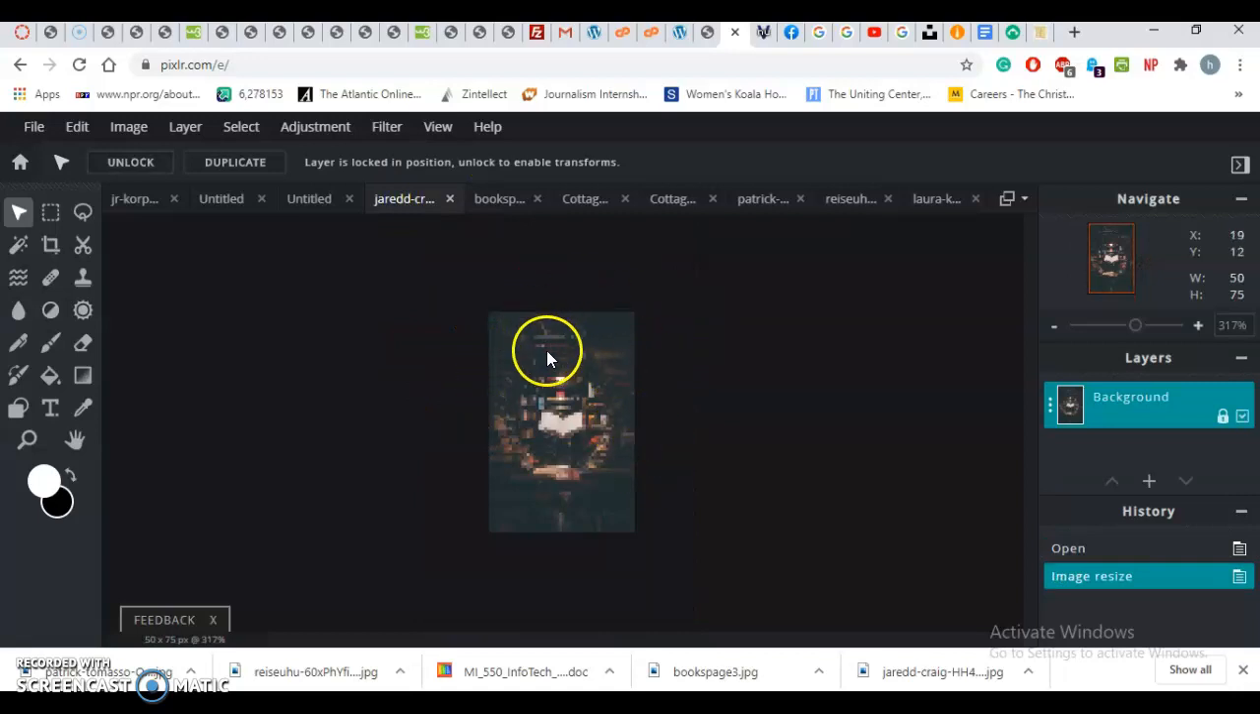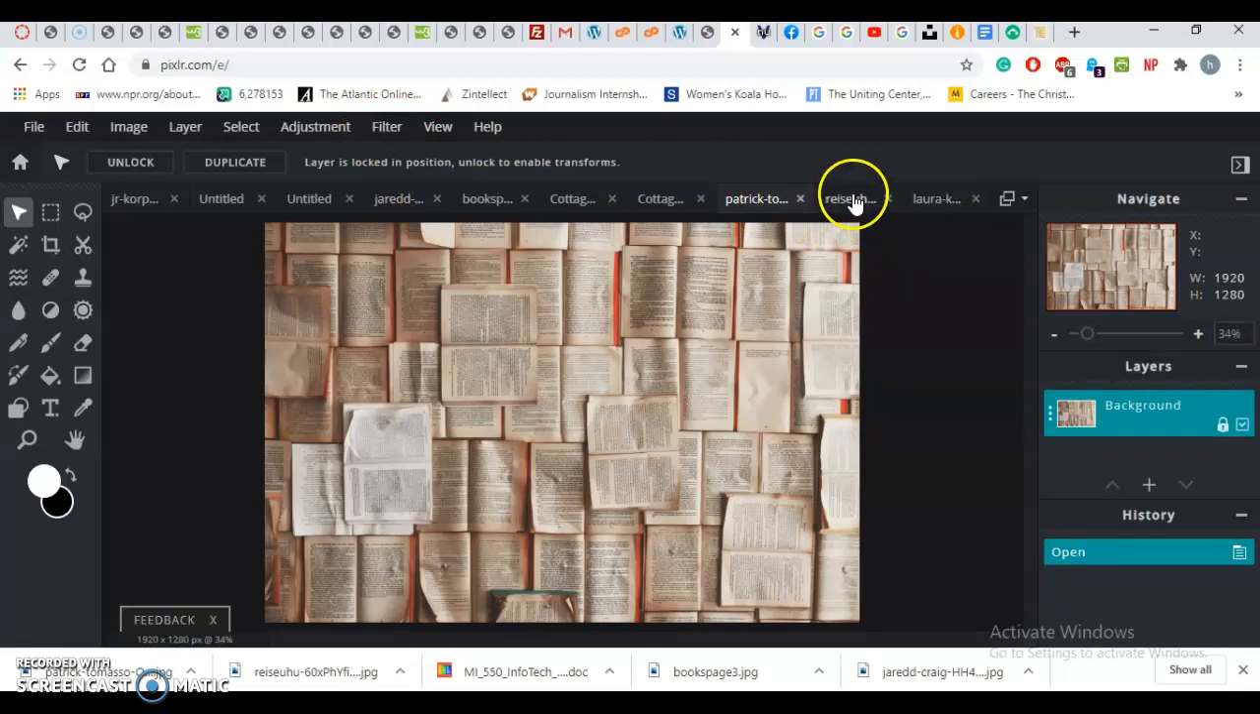This one came out a little pixely. I hope it doesn't look like that on the site. But yeah, this is 75 as well. And there were some that were like 33.